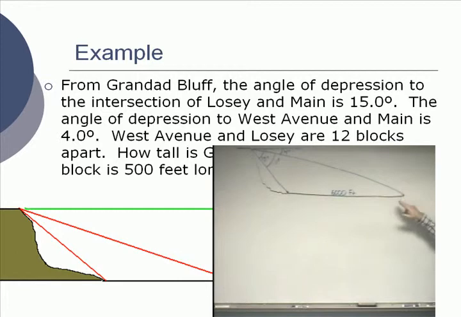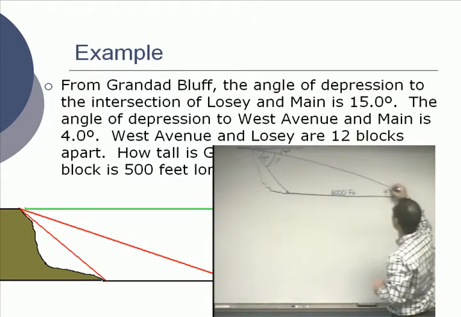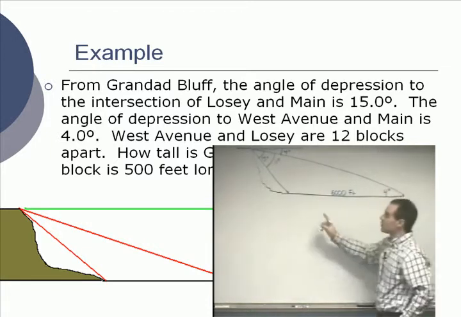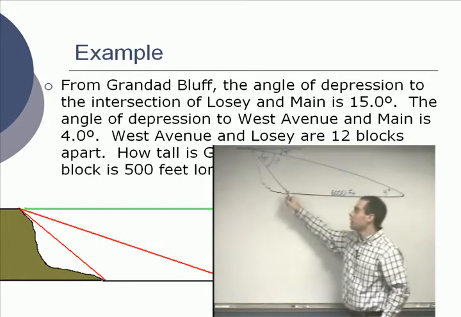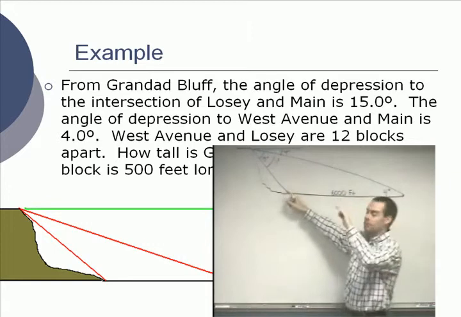If you're standing down here, hopefully not in the middle of the intersection, but near the intersection of West Avenue and Main looking up at Grandad Bluff, you're going to have to look up 4 degrees. The same is true for the near intersection. If you have to look down 15 degrees to see it, if you were standing down there, you'd have to look up 15 degrees to see it.